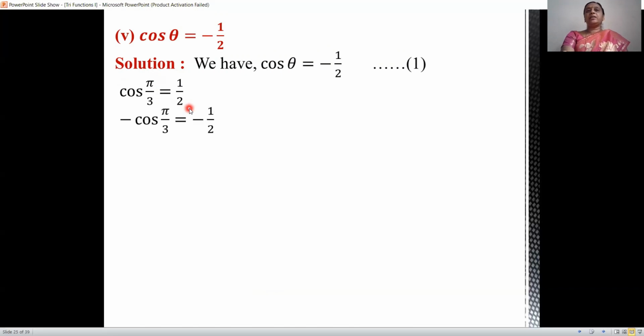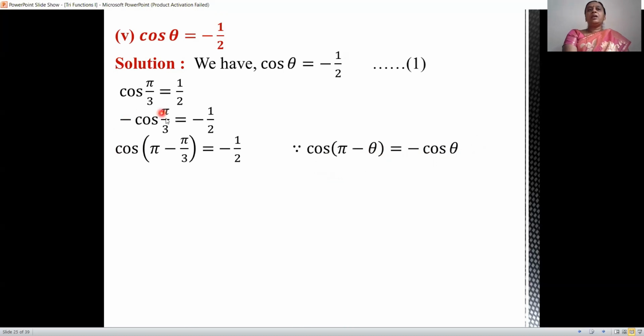Now take the minus sign of both sides. Where cos theta is negative, from the allied angle, take the formula cos(pi minus theta) is equal to minus cos theta. That is, in the second quadrant, cos theta is negative. Therefore, for minus cos theta, we can put cos(pi minus theta). Here, for minus cos pi by 3, I will put cos(pi minus pi by 3). After simplification, this will be cos 2 pi by 3 is equal to minus half.